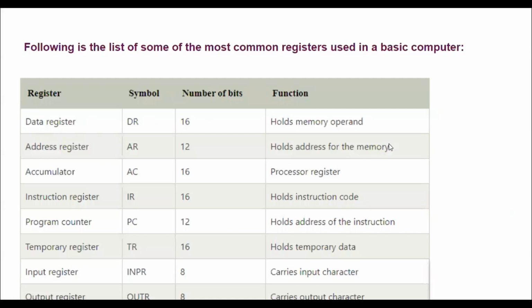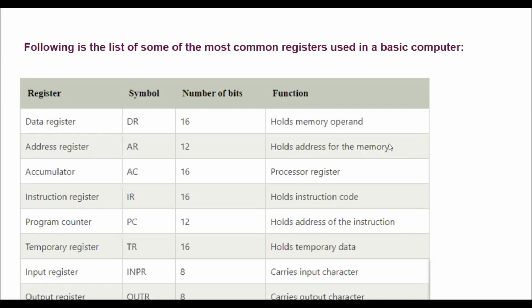Following is the list of some of the most common registers used in a basic computer. We have the register, its symbol, the number of bits, and its function. We have the data register, which is DR, 16 bits. It holds the memory operand. The address register, which is AR, consists of 12 bits and holds the address for the memory. The accumulator, which is the AC, consists of 16 bits.